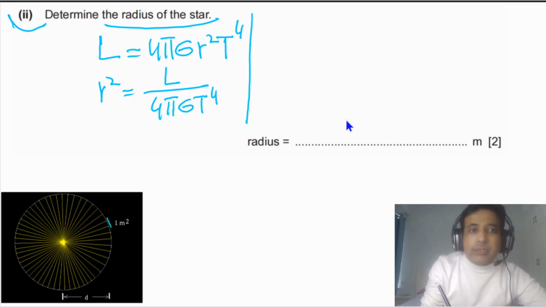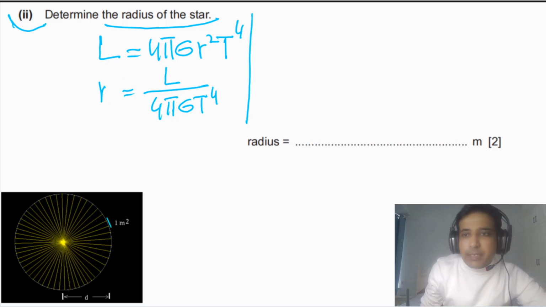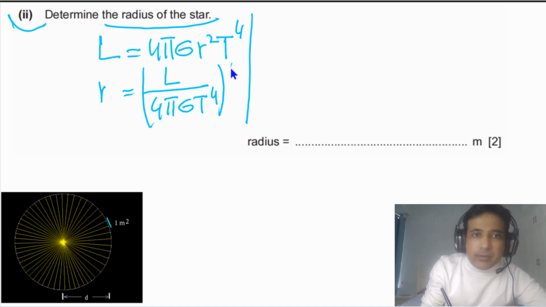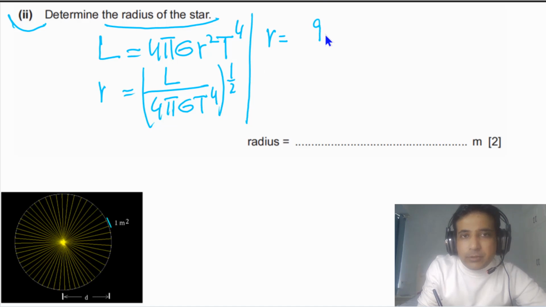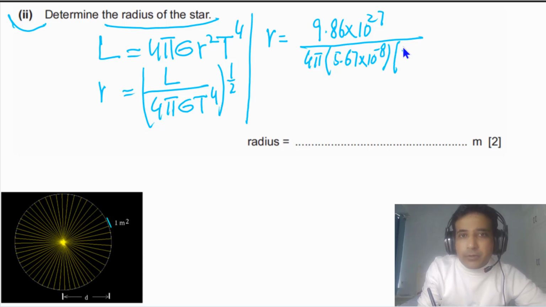The value of luminosity we have, that is equal to 9.86 times 10 to 27. This value was given to us in the last part, and we have 4 pi, so here is 4 pi, and we have the value of, this is the Stefan-Boltzmann constant, not Planck's constant. Its value is 5.67 times 10 to minus 8. Then we have temperature that was given to us in kelvins, 9830 to the power of 4, and then we need to take the square root of this one, 1 by 2. If we solve this one, our final answer will be equal to 1.22 times 10 to 9 meters. So this is the radius of the star, and this is how we can calculate. So simply we can say this is 1.22 times 10 to 9.